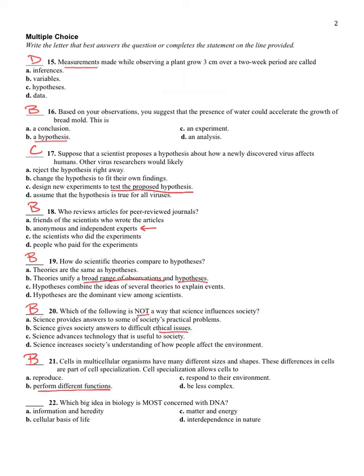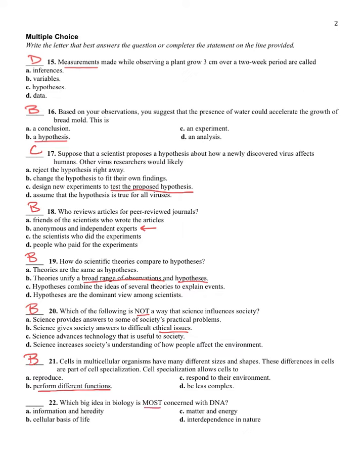And then number 22 says, which big idea in biology is most concerned with DNA? If you remember, DNA is what carries all of our hereditary information from parents to their children, which means that the answer to this question is A, because DNA carries information and is passed on through heredity.